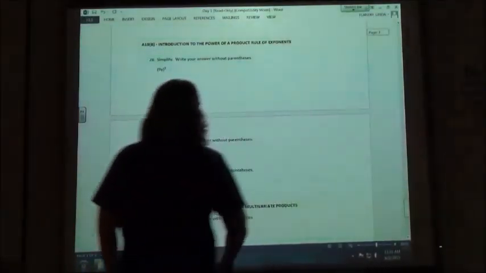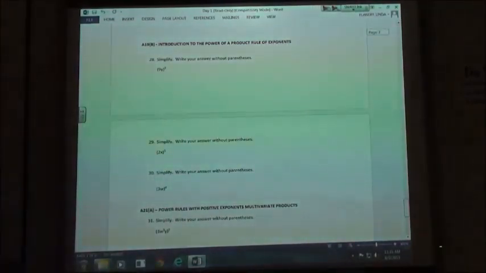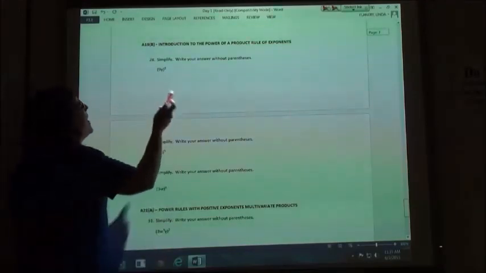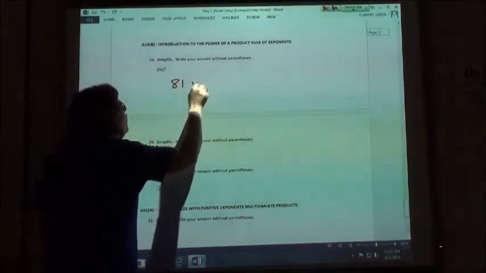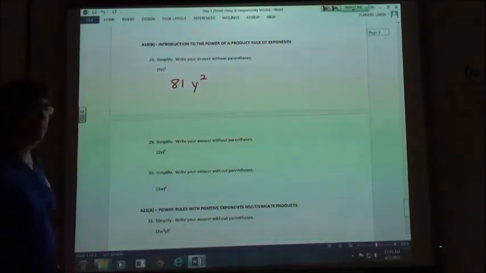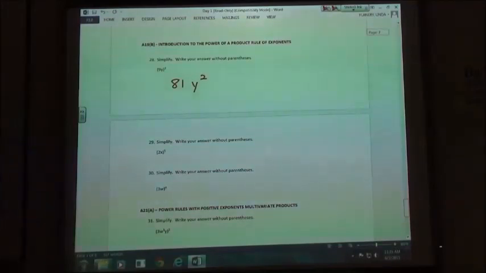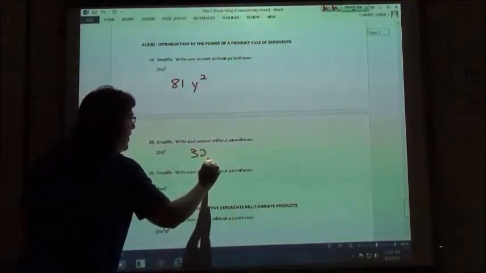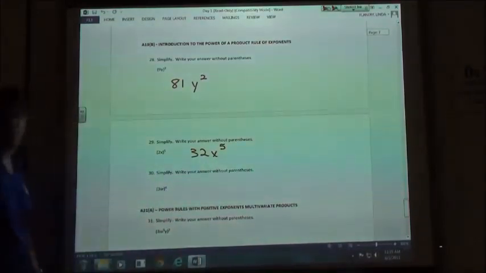The next one, still introduction to the power rule of exponents, but this time they threw the coefficient in front, where I have to remember, oh, I've got to square the 9, not take it times 2. So if I take 9y and I square it, 9 squared is 81, and then y squared obviously is y squared, so I get 81y squared. If I take 2x and raise it to the fifth power, then I would get 32x to the fifth power, right?